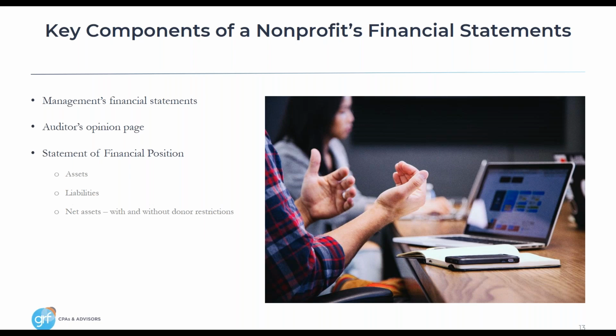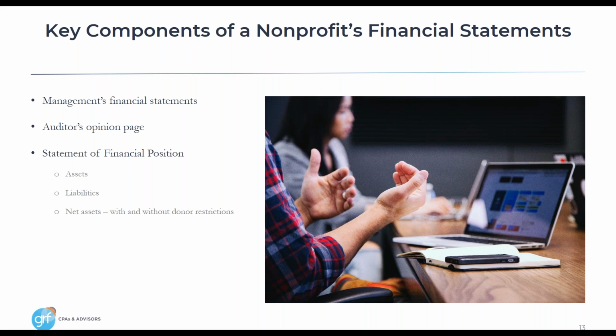Moving on to the next slide, now we're going to talk at a high level regarding the key components of a nonprofit's financial statements. There are some key differences in terminology between the financial statements of nonprofits and for-profits. First and foremost, as Walt mentioned earlier, the financial statements are management's financial statements, and we as auditors are responsible for providing an opinion on those financial statements based on our audit. In fact, the only section of the audit report that is truly the auditor's work is the audit opinion page, which is entitled Independent Auditor's Report.